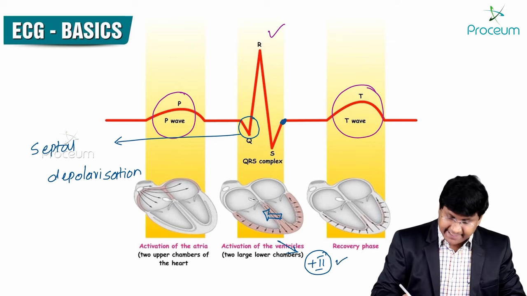Now, the duration of one small box is around 40 milliseconds. So, consider this is a large box. In this, you have small boxes. So, one small box is 40 milliseconds.